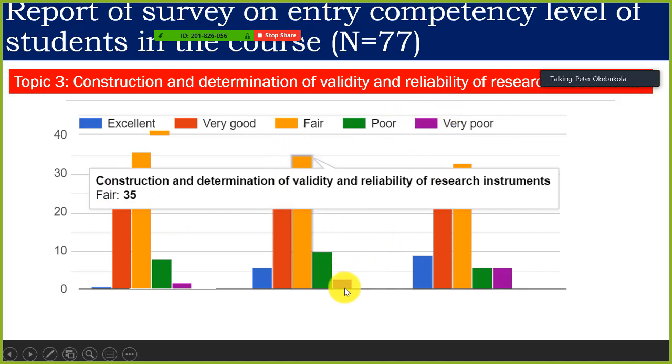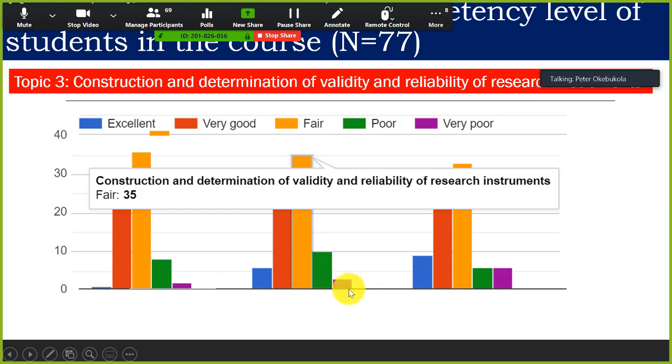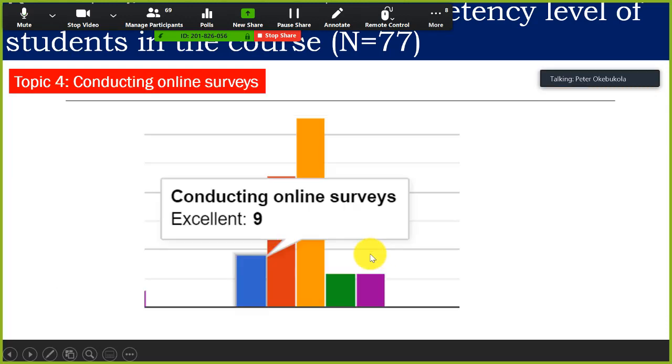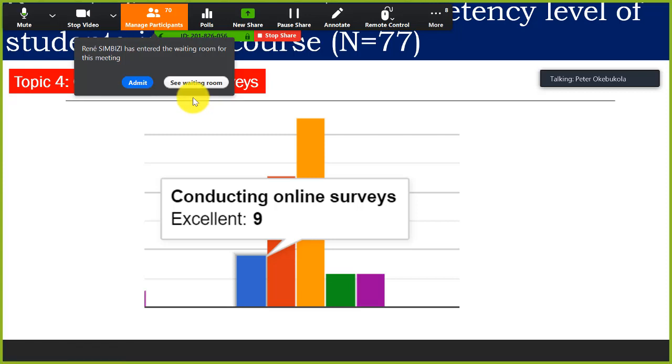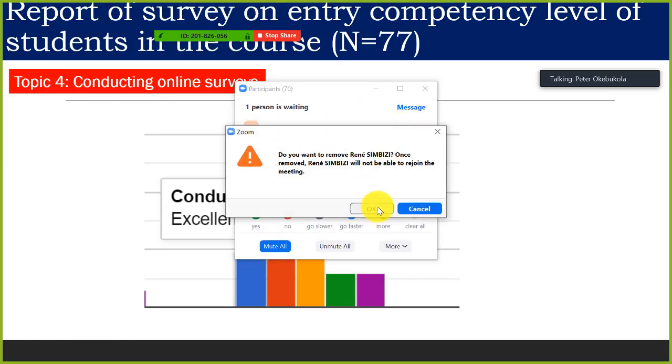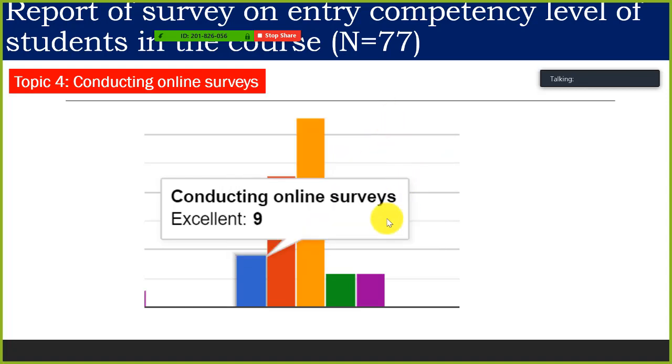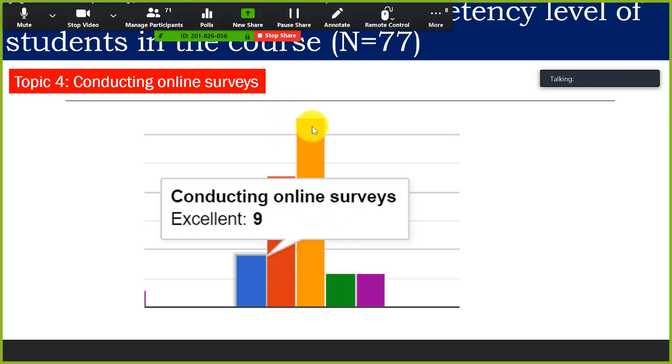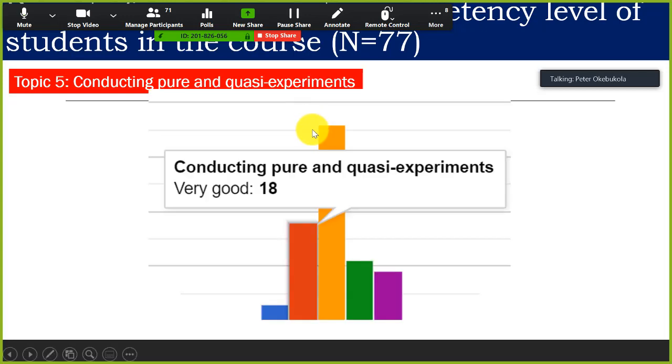Now you can see very poor is this purple. Very poor is purple. You can see this is not too bad. Meaning that at the appropriate time, our emphasis will be shifted to those areas where the purple is coming up quite strong. So let's go on to conducting online surveys. This is not too bad. Excellent is this, but on the whole, the fair assessment is this.